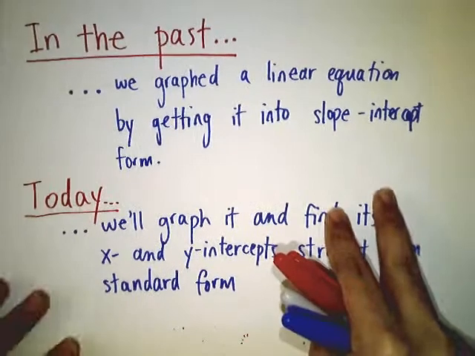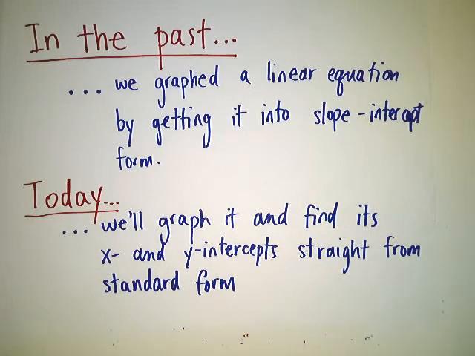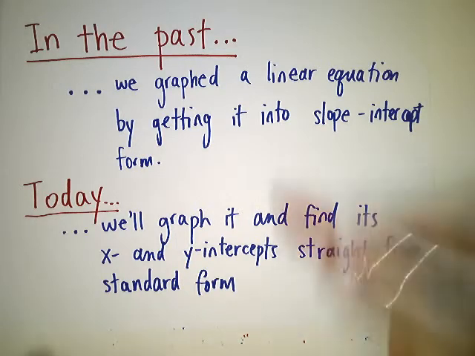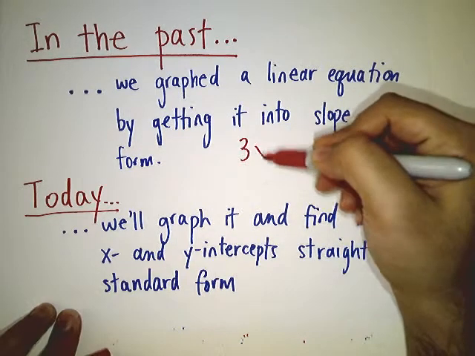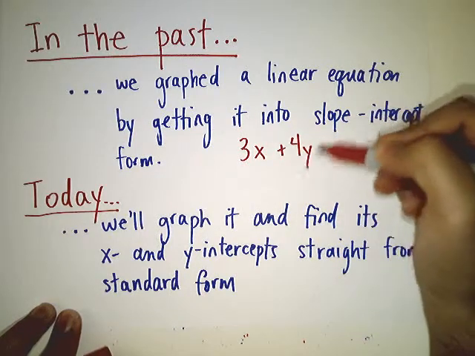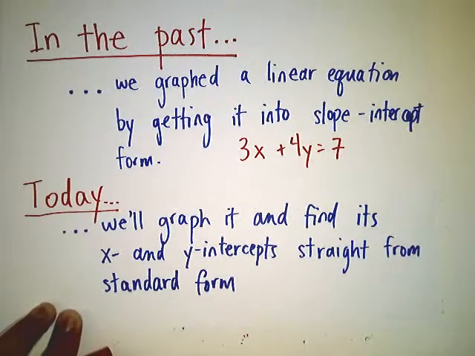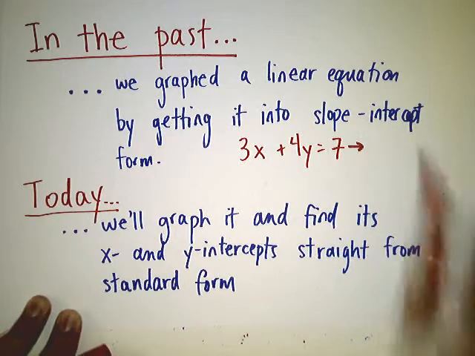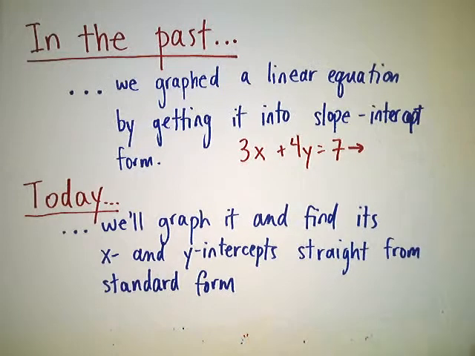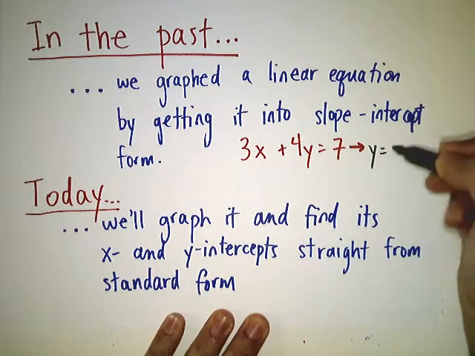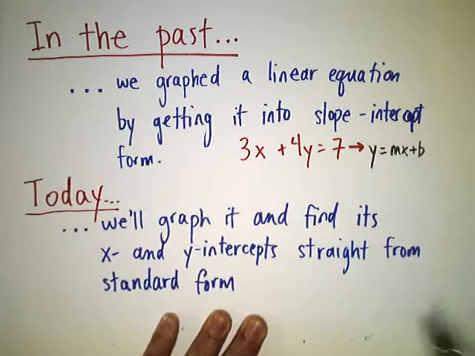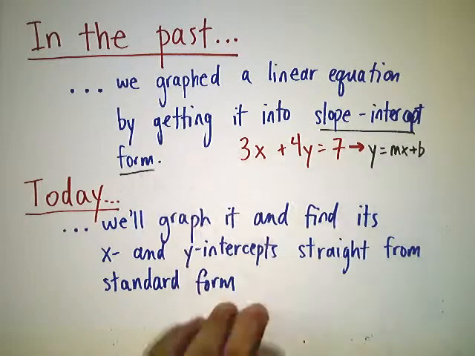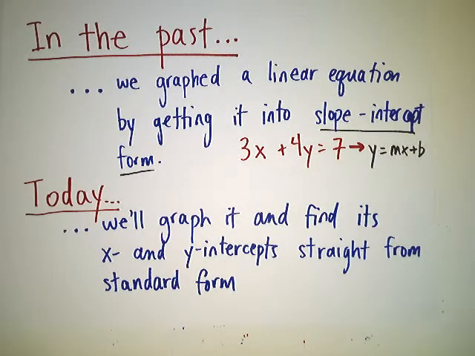Okay, so in the past, we graphed a linear equation by getting it into slope-intercept form. That means if I gave you an equation that looked like 3x + 4y = 7, we'd go ahead and write this again in slope-intercept form, which in general is y = mx + b. That's putting it into slope-intercept form, and based on that, we graph it.